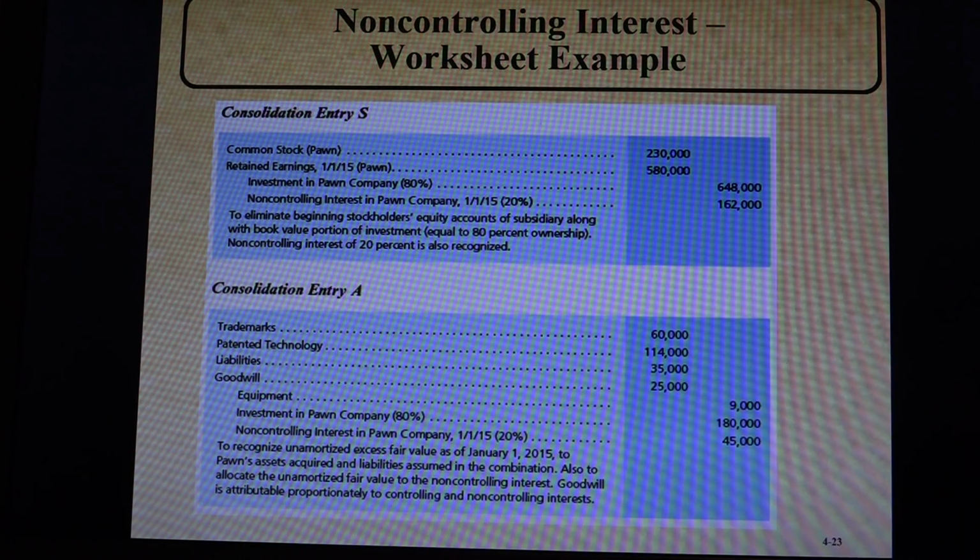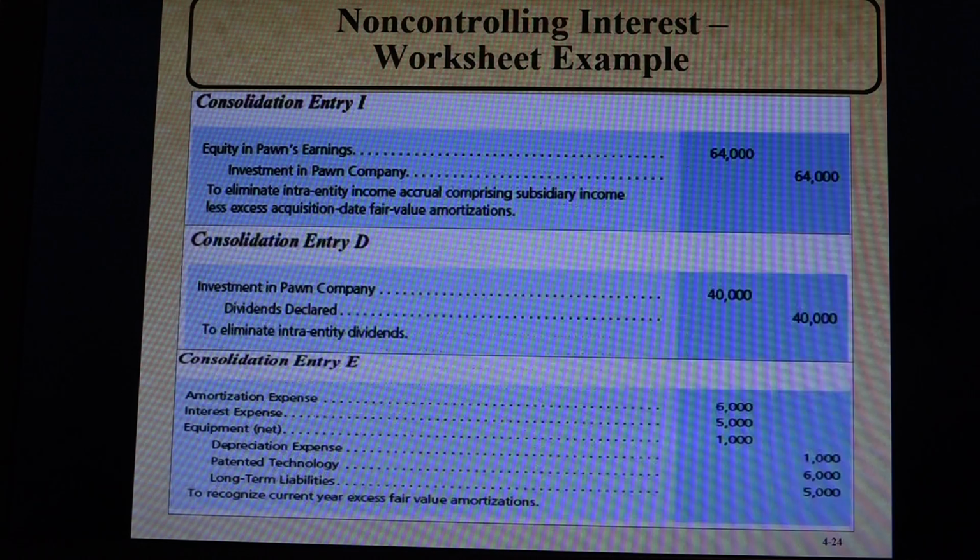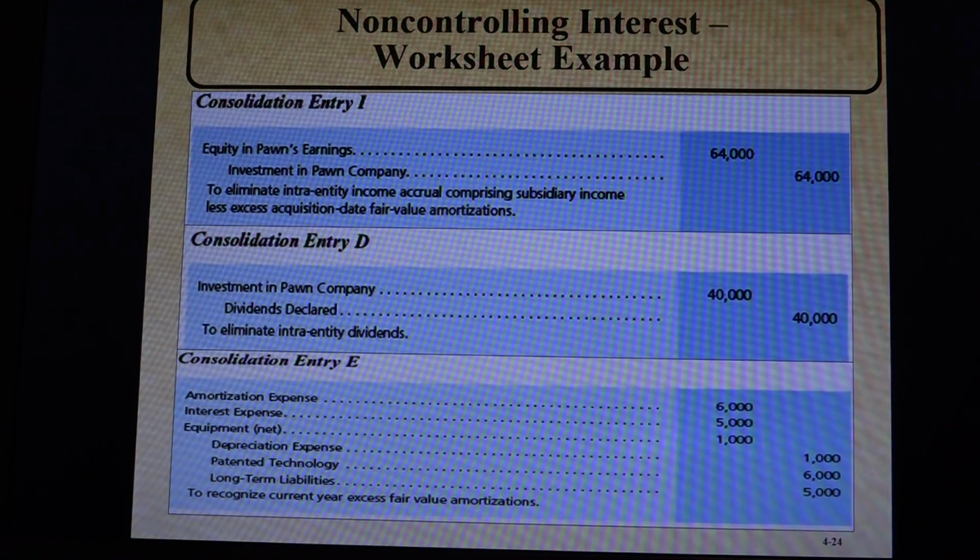And then, so those are two challenging things. You have to know where the numbers are coming from. And then these are fairly straightforward. Here you're going to eliminate the intra-entity income accrual.